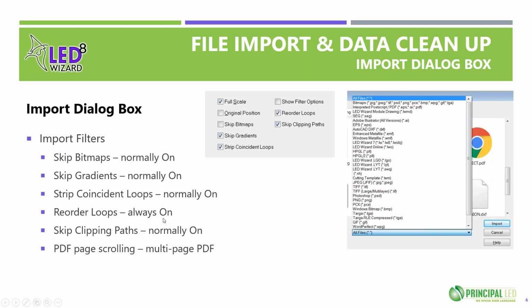Reorder loops should always be on, and that's just a filter that we use. Clipping paths are associated with gradients, so normally we want to skip those. So just a few different options. Multi-page PDF is another option, and you can scroll back and forth. So those are just some filters.